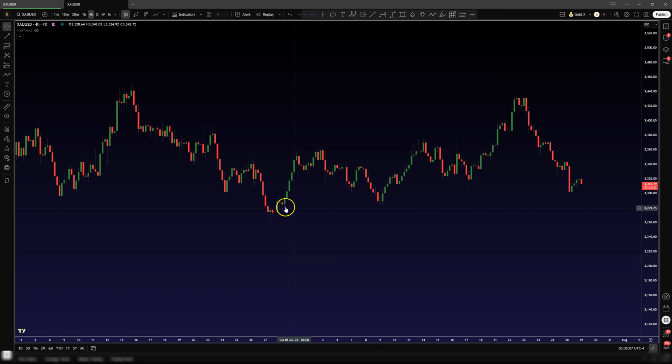Why do we do that, right? When this block happens, you know that this area is a super probability setup for you when it comes down here. It doesn't mean it should hold, but if you come down to this level and enter here, and your stop is below here, your risk is small and your gain is massive.